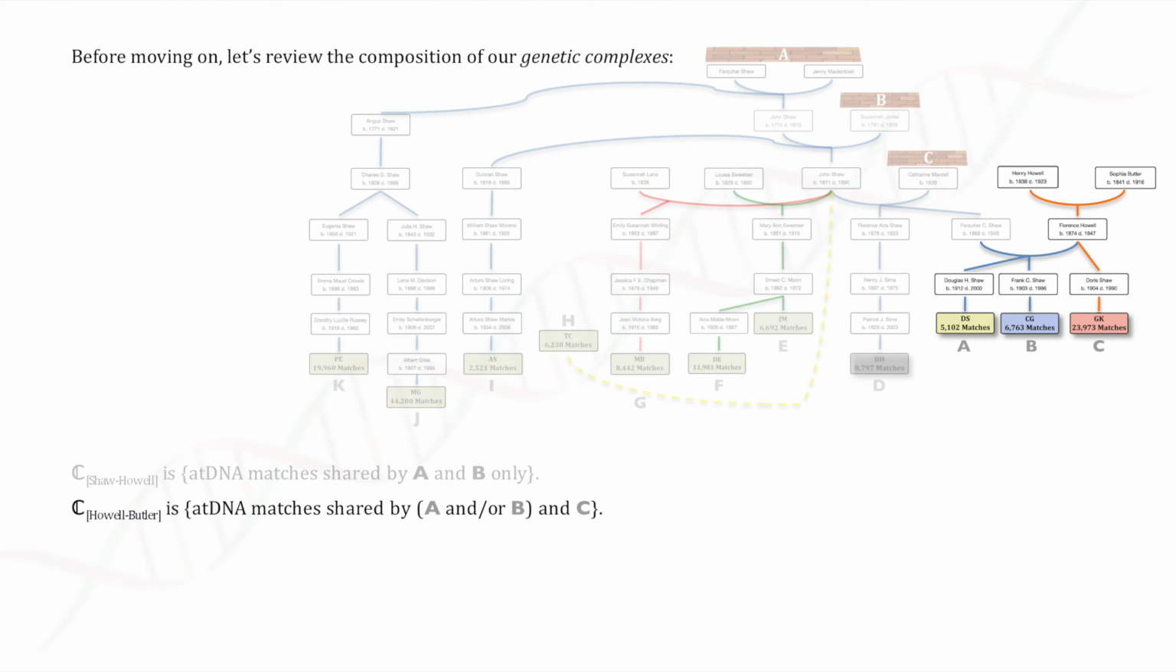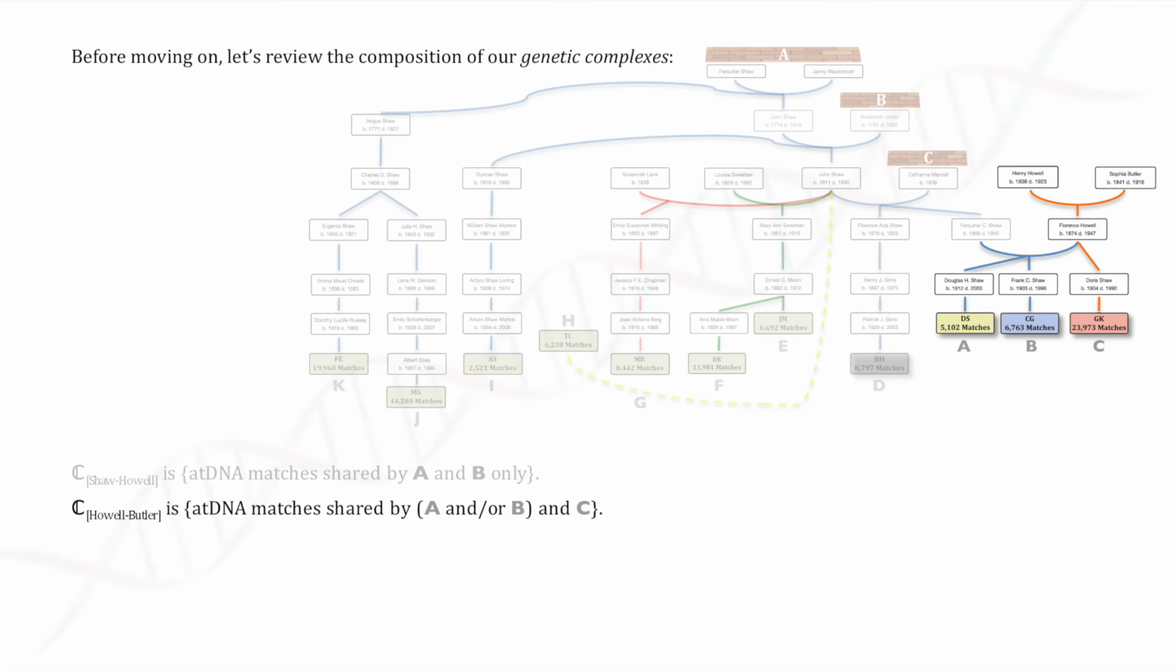Complex Howell-Butler is the set of DNA matches shared by A and or B with subject C. Complex Howell-Butler is formed from the intersection of complex Shaw-Howell with the DNA matches of half-cousin GK. Because GK shares just a single most recent common ancestor with the members of complex Shaw-Howell, any DNA matches shared by A or B with C must be members of complex Howell-Butler.